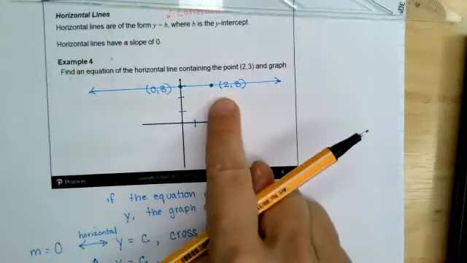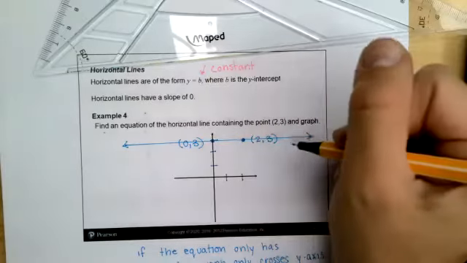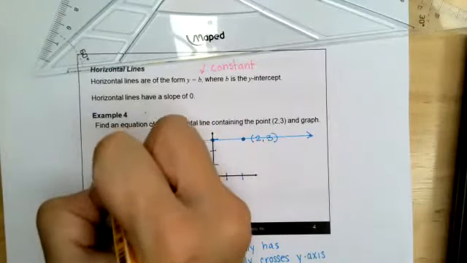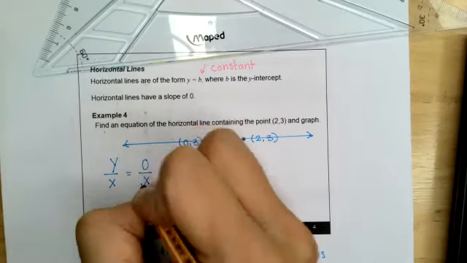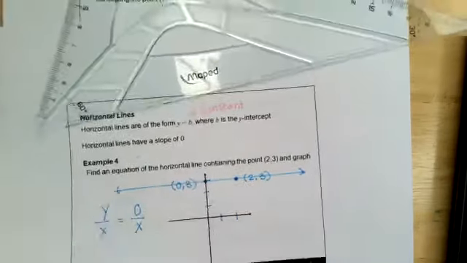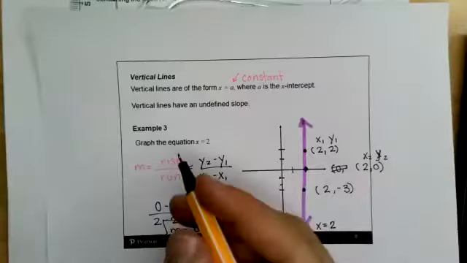So the horizontal line containing the point 2, 3, and graph it. If it's a horizontal line, they are of the form y equals a constant number. Good? They do not rise. They do not fall. They are flat, right? y over x, my y is always 0 over x. Vertical.